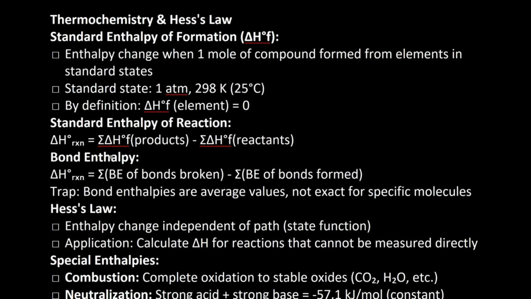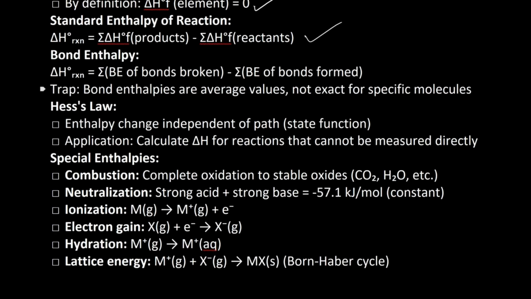Thermodynamics and Hess's law. Here we have the enthalpy change when 1 mole of a compound is formed from its elements in the standard state. Standard state means 25 degrees Celsius and 1 atm. Delta H of formation of an element in standard state is equal to 0, and delta H of a reaction is products minus reactants. Bond enthalpy is the sum of bond energies of bonds broken minus the sum of bond energies of bonds formed.